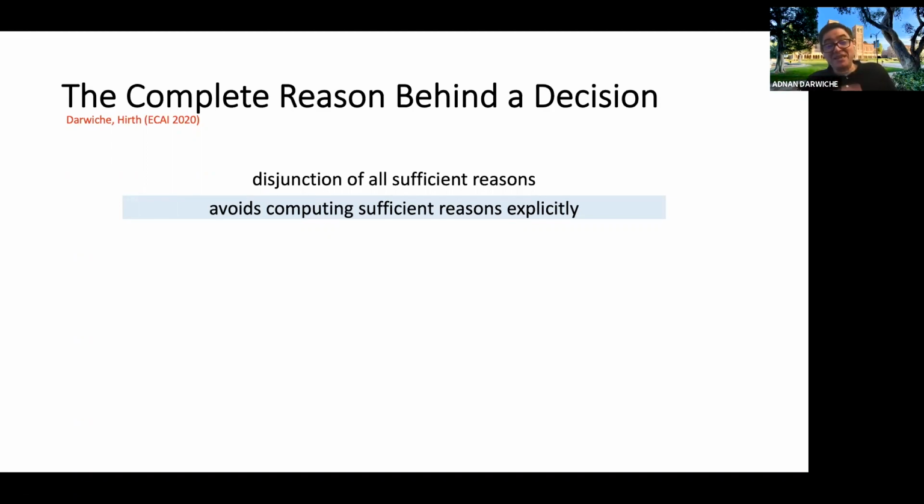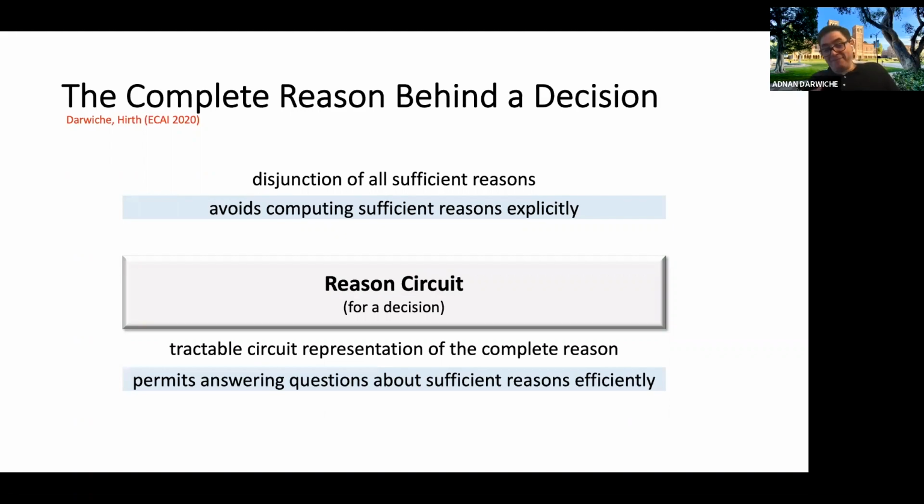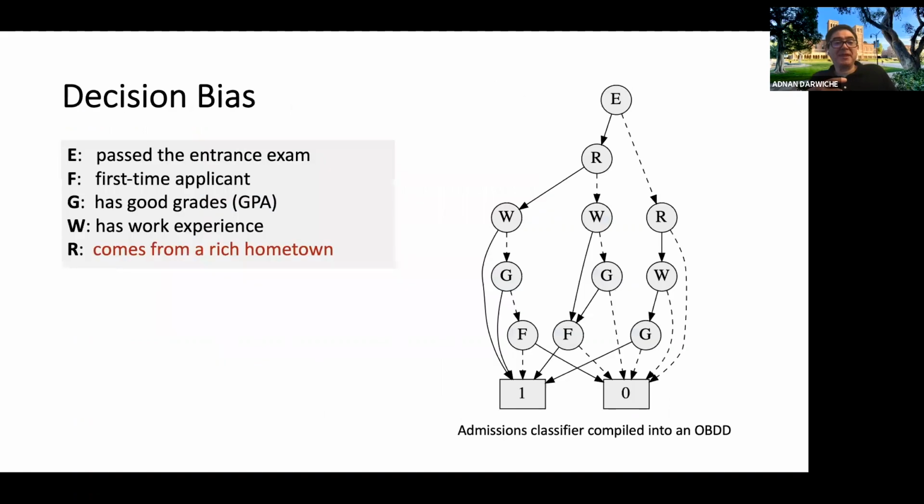But in this connection, there is a notion of a reason circuit. So I don't want just to get the complete reason. I want to get it as a tractable circuit because I want to subject it to further analysis. So that's what we call the reason circuit. Remember, a complete reason is per decision. The reason circuit is per decision. And let's take a look at an example. Why would this be needed? What can you do with it? Very powerful concept.